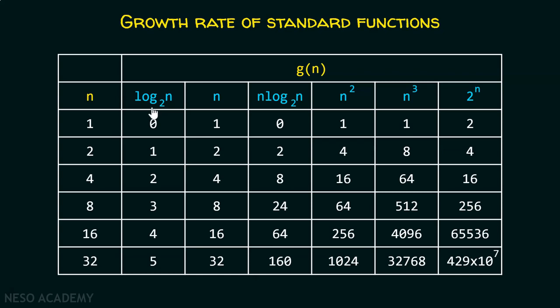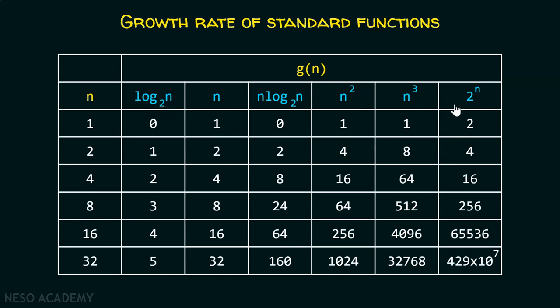Basically we use these standard functions for the least upper bound on a particular function under consideration. So we usually put them in place of gn. We can use log n base 2, n log n base 2, n square, n cube, 2 to the power n. These are different functions available which are also known as standard functions.